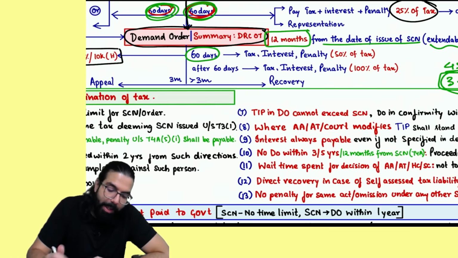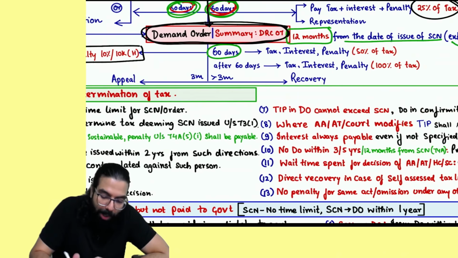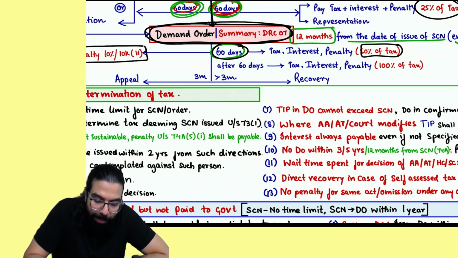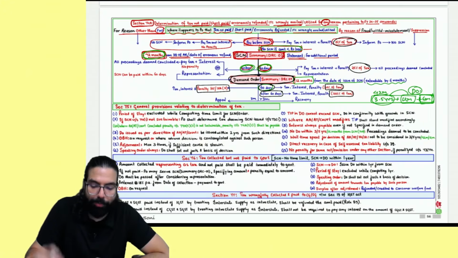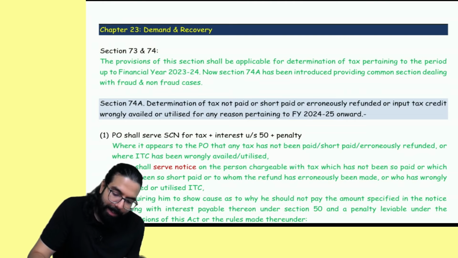Yes, sir, this point is clear. And sir, for the demand order, if you make the payment, in a non-fraud case nothing. Fraud cases, within 60 days, then 50% penalty. After 60 days, 100% penalty. Please tell me everyone, is this point clear to all of you? Sir, can you please tell us once again? Yes, Baba, I'll tell you once again.